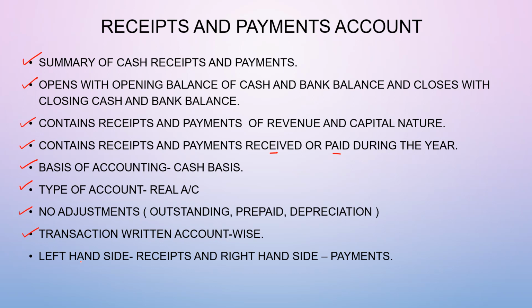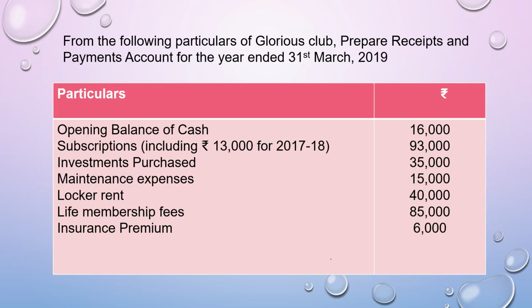So finally, we see that the left hand side, which is the debit side, is the receipt side, like in your cash book, and the right hand side, which is the credit side, is the payment side. So I hope with this explanation, the receipt and payment account is much clearer to you. Now moving further, let us understand the receipt and payment account much further by solving a question.